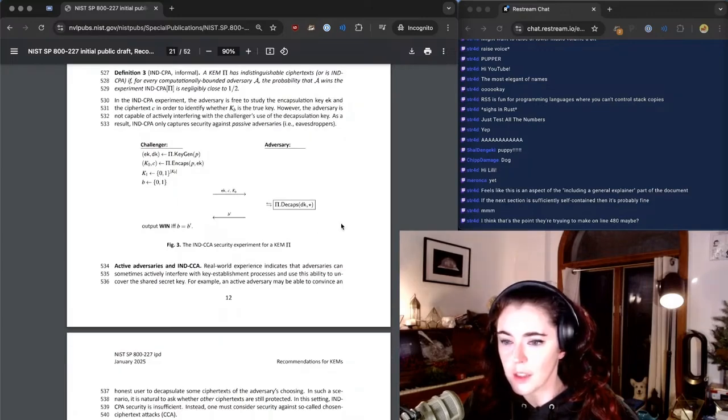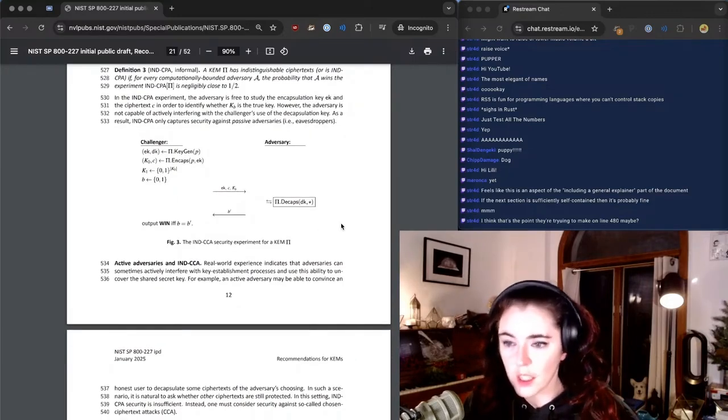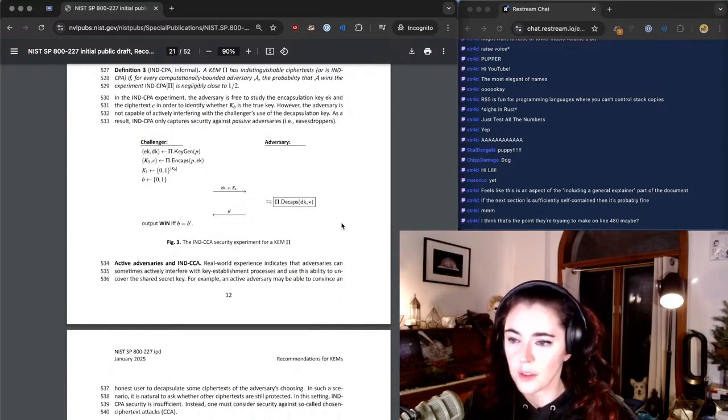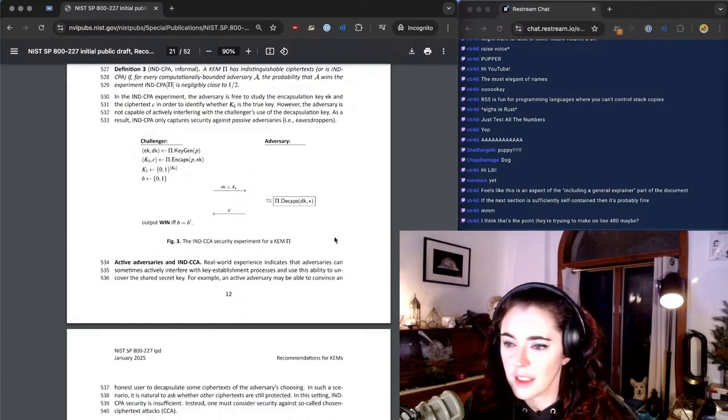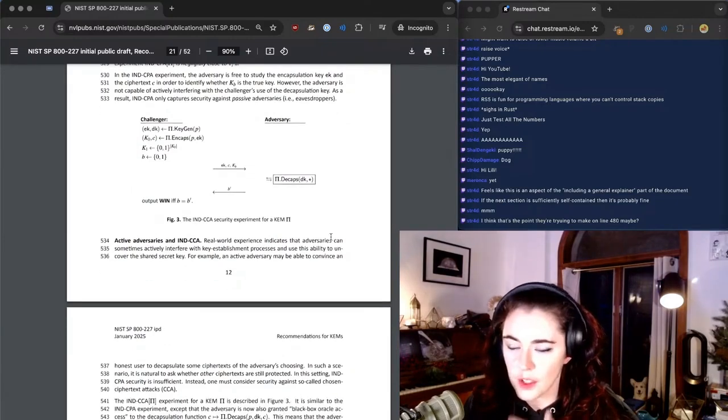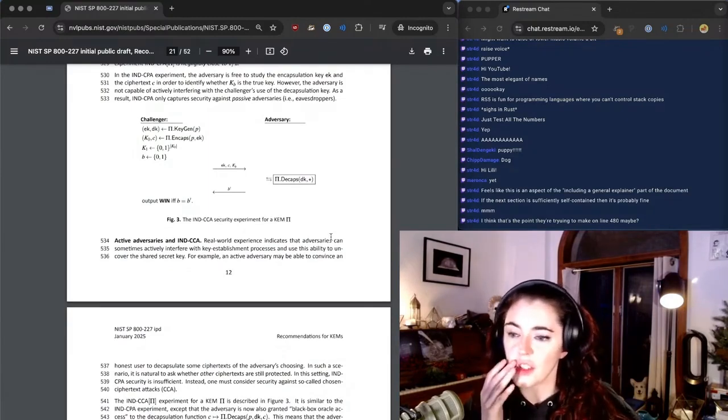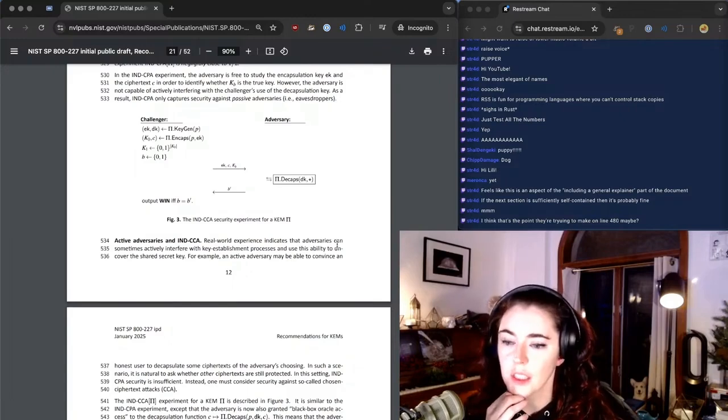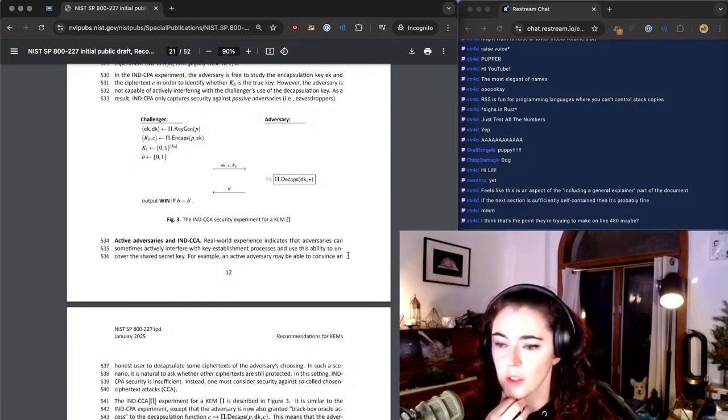In real experience, there may be active adversaries that sometimes interfere with key establishment processes and use the ability to uncover the shared secret key. An active adversary can convince a user to decapsulate some ciphertext of the adversary's choosing. It's natural to ask whether other ciphertexts are still protected. CPA security is insufficient. One must consider a chosen ciphertext attack.